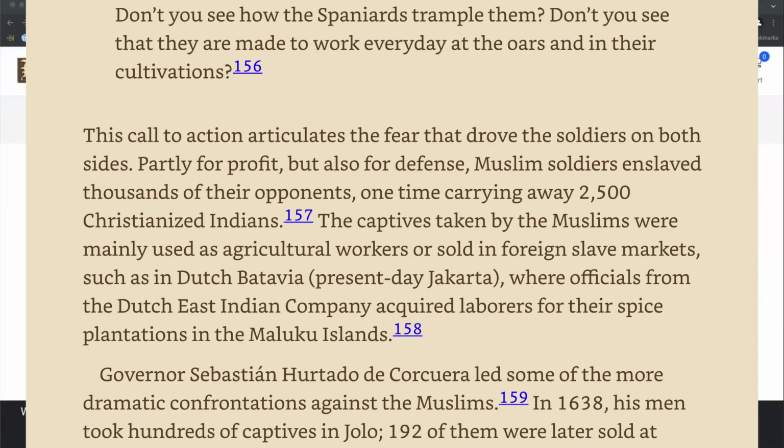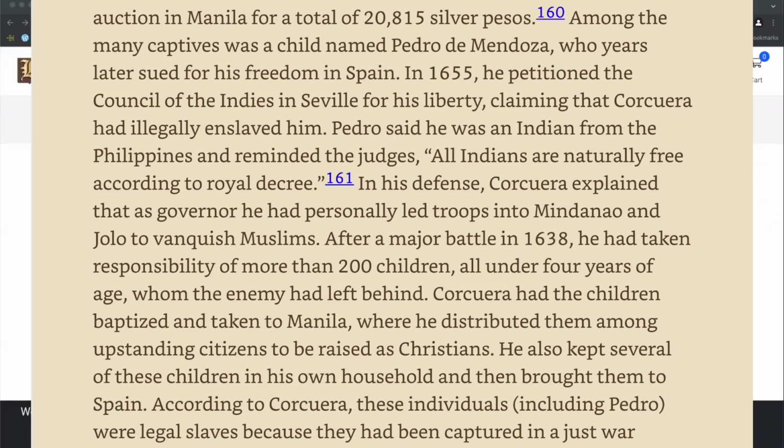Governor Sebastian Hurtado de Corcuera led some of the more dramatic confrontations against the Muslims. In 1638, his men took hundreds of captives in Jolo. 192 of them were later sold at auction in Manila for a total of 20,815 silver pesos. Among the many captives was a child named Pedro de Mendoza. All right, listen to this, guys. Who years later sued for his freedom in Spain. He went all the way to Spain. That's where they had brought him, right?